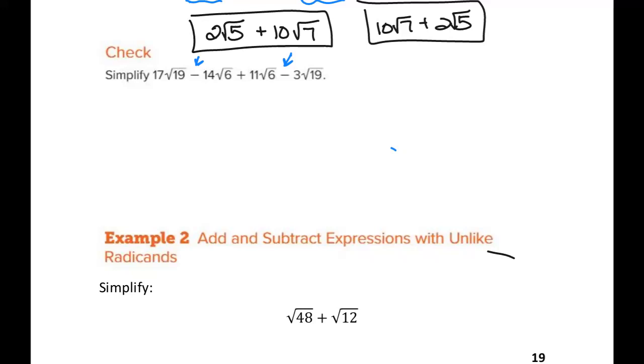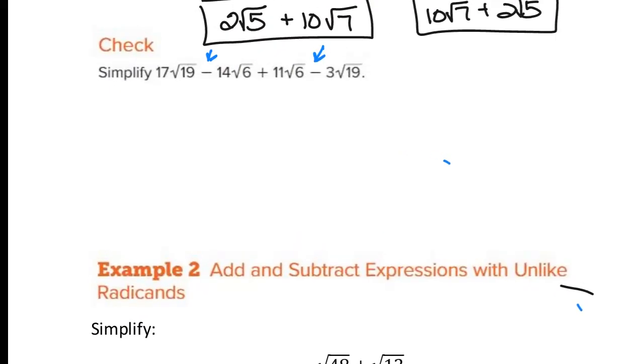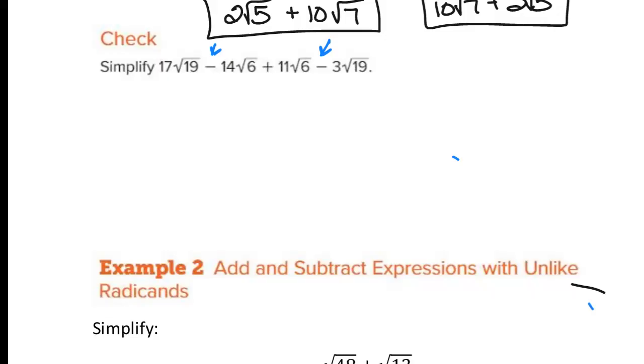Okay, so which ones can I combine? Which ones can I combine here? Edward, which ones can I combine? Can I combine any? I can't combine any? Don't I have some that have the same radicand?